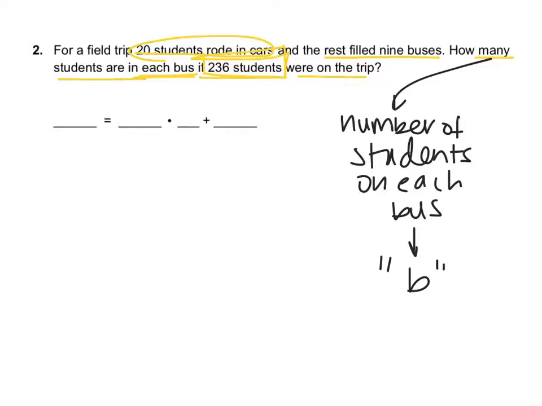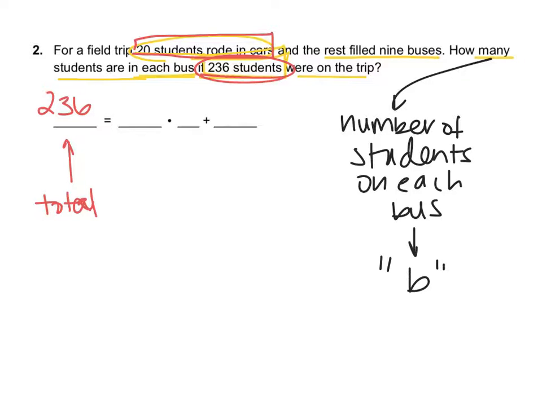Now I'm going to go back through and look for my total, because remember the total is what is by itself on one side of the equal sign. My total is 236 students. There were a total of 236 students that went on the trip. Now we need to figure out how they got to that total of 236 students. First, we see that 20 students rode in cars. It doesn't tell us multiple cars.